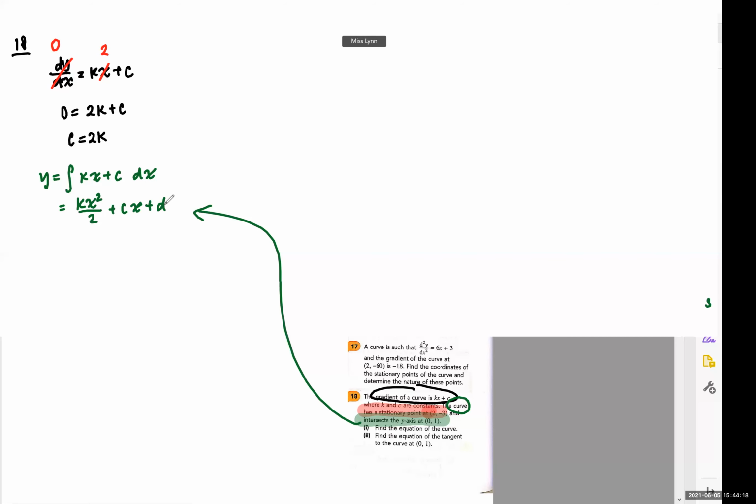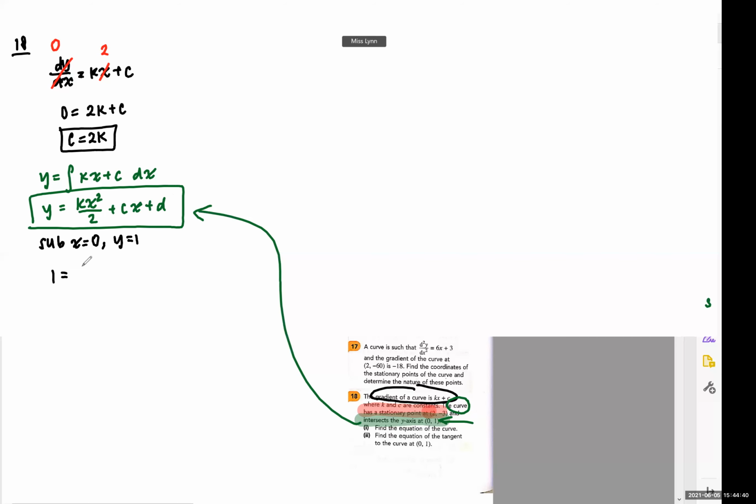Then now what can we do already? Because it says 0 and 1, right? So we can sub who? Sub x equals 0, y equals 1. So I'll box it up first, guys. I must remember that this is the information I need to use later. So I sub x equal to 0 and y is equal to 1.